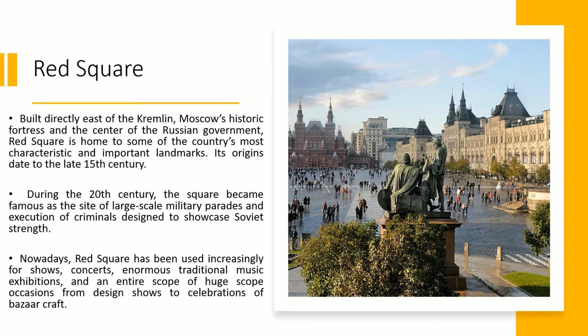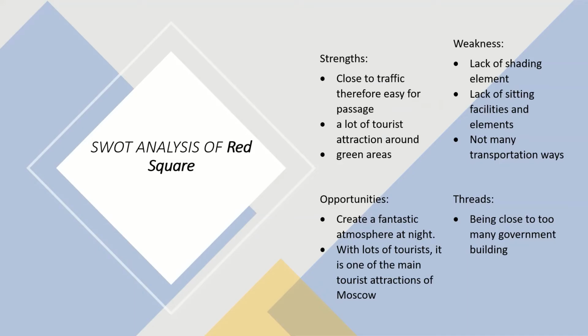During the 20th century, the square became famous as the site of large-scale military parades and execution of criminals designed to showcase Soviet Union's strength. Nowadays, the square has been used increasingly for shows, concerts, enormous traditional music exhibitions, and an entire scope of huge occasions, from design shows to celebration of modern craft. Here we see SWOT analysis of Red Square.